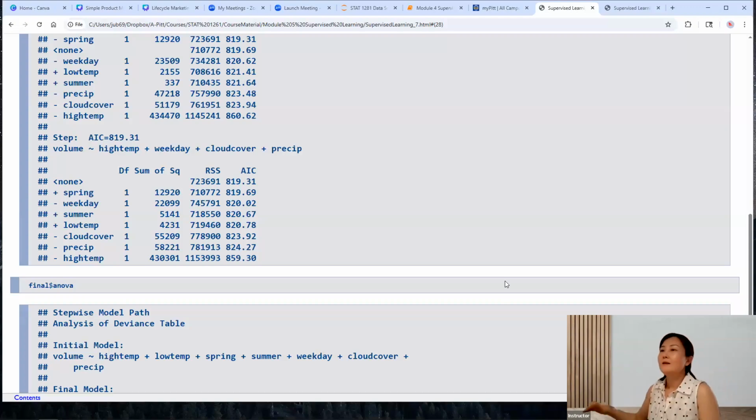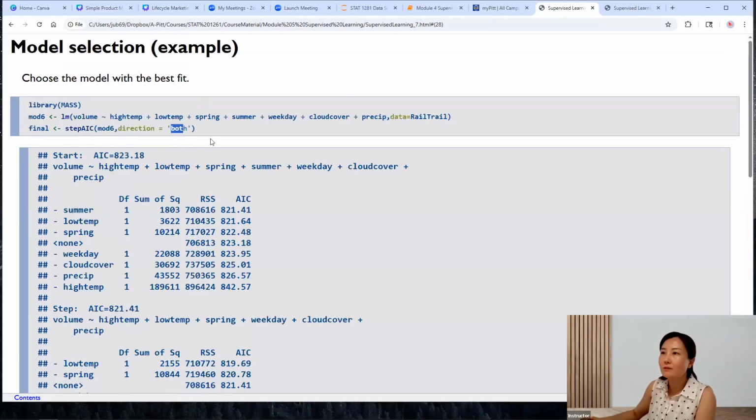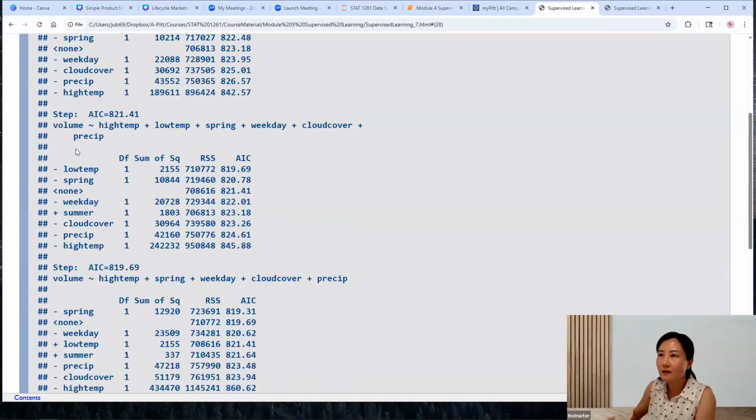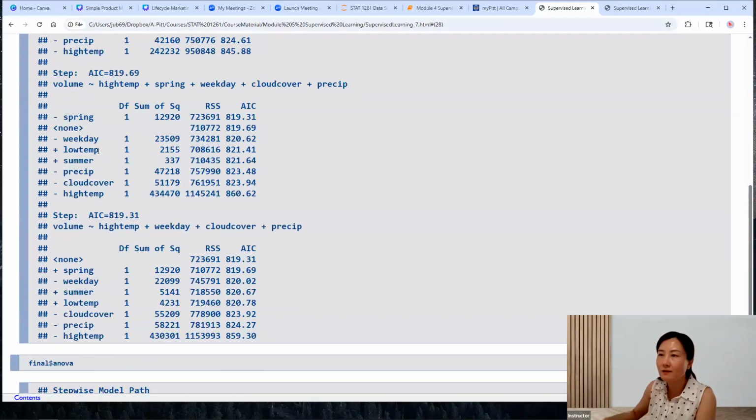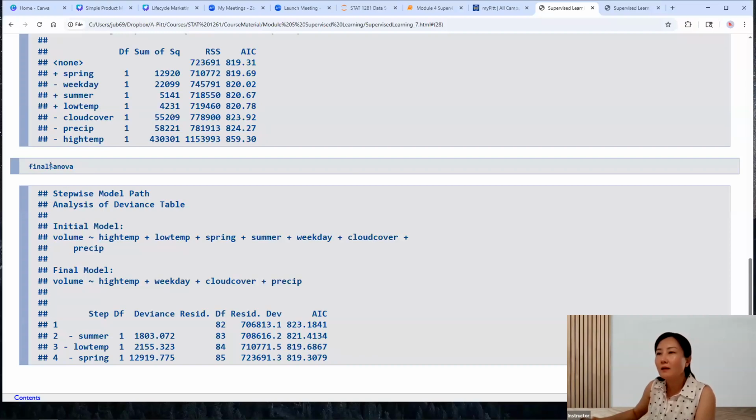Okay. So this is the automatic model selection algorithm using both directions, because you see, for example, at this step, it tries to remove or add. So occasionally you can see adding variables back. And this is our final model. You can also call the ANOVA component of the final model to see a summary of the searching process: first removing summer, then low temperature and spring, and also the change in AIC.